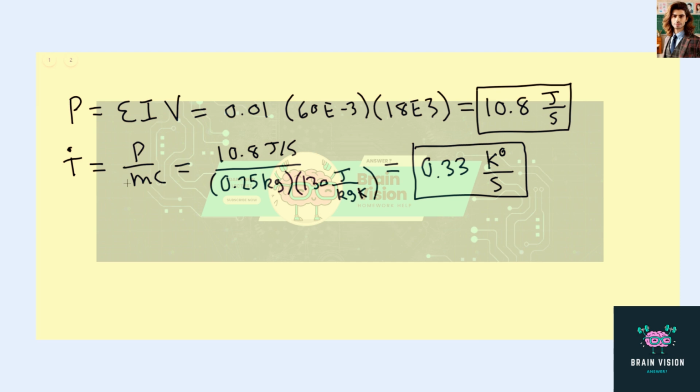Anyway, there are plenty of other materials that you could consider by looking at a table of specific heats and masses. We were asked to find the rate of change of temperature. We found that, 0.33 degrees Kelvin per second. And we were asked to find the actual power delivered to the X-rays, which is 10.8 joules per second. So that's it.